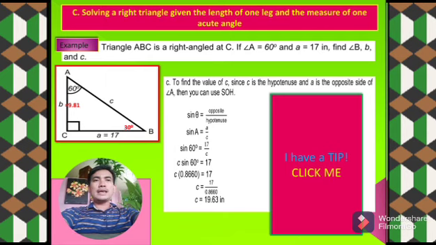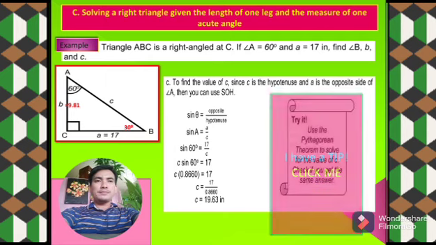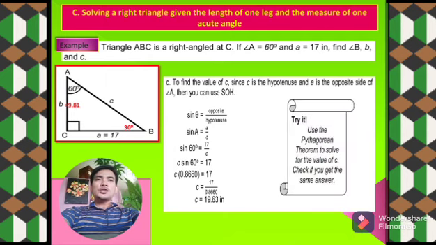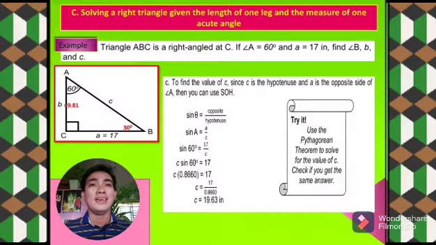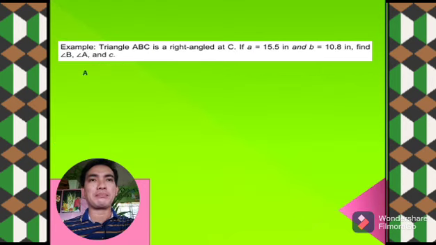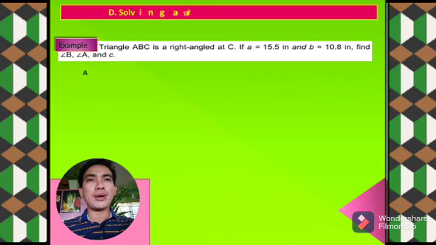Let's click this one. It says, try it using the Pythagorean Theorem to solve for the value of C. Check if you get the same answer. Okay? So that will be yours. Now, let us proceed with letter C.